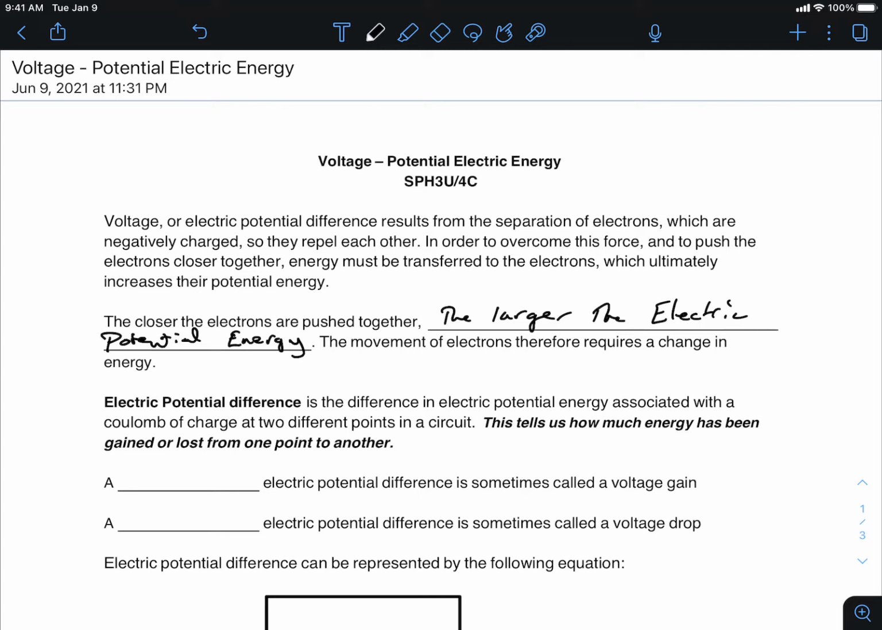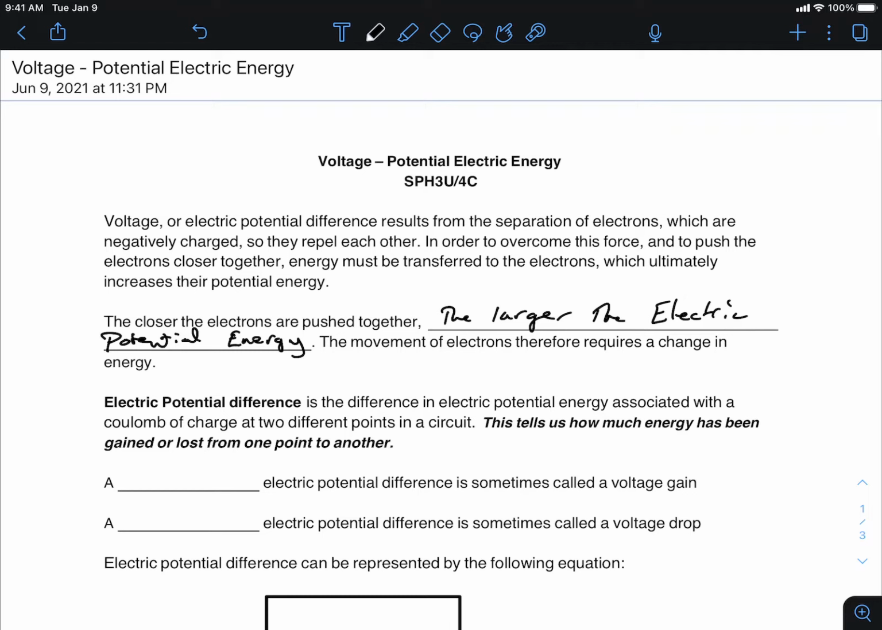And so we can see the electric potential difference is the difference in electric potential energy associated with a coulomb of charge, which we'll learn about in a minute, in case that doesn't mean anything to you, at two different points in a circuit. So this tells us how much energy has been lost or gained from one point to another across a circuit. Everything about potential is energy, right?